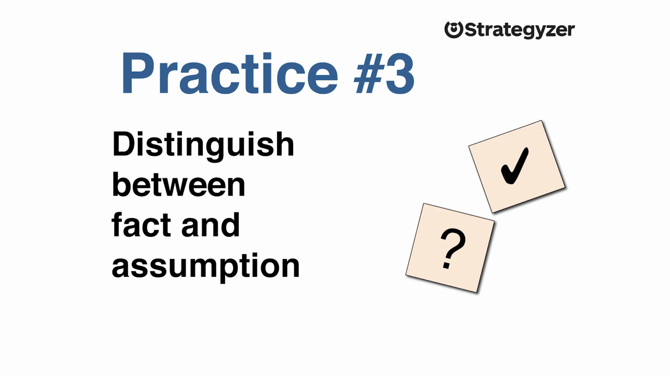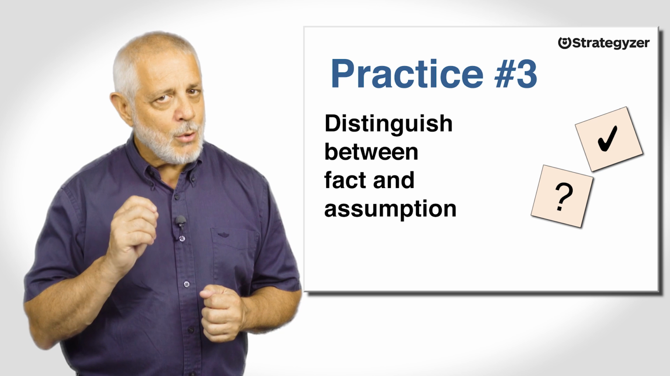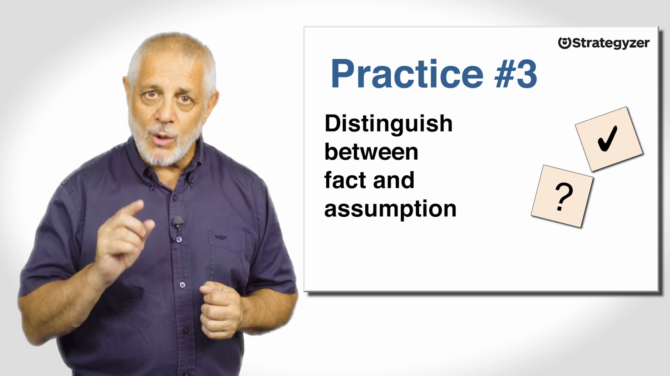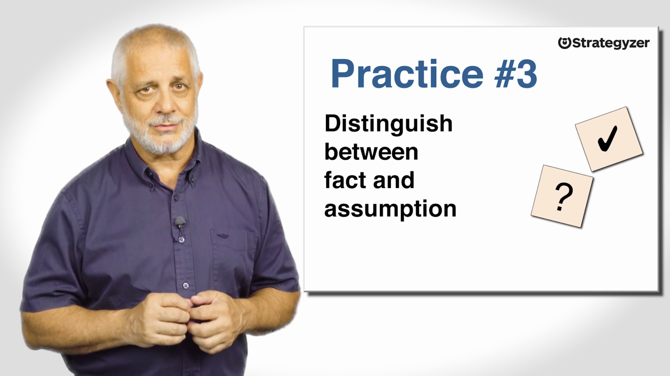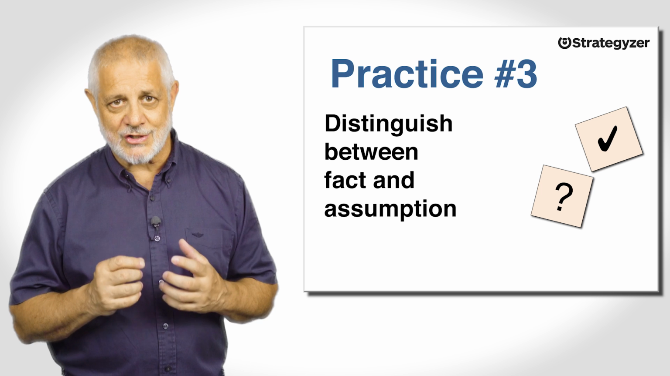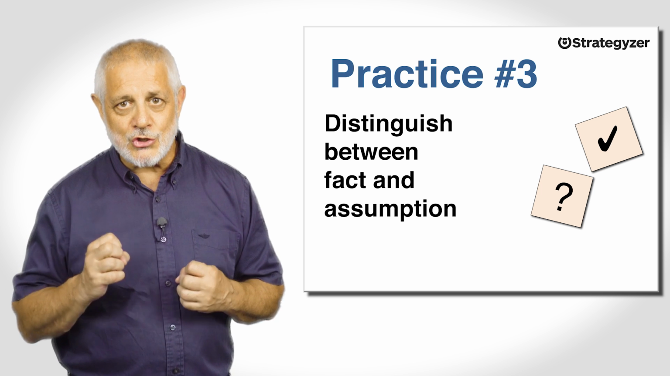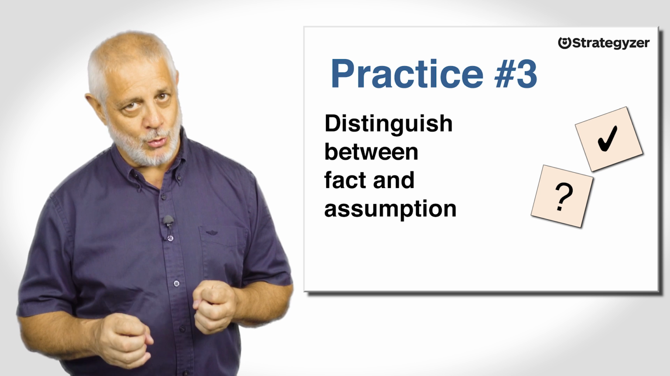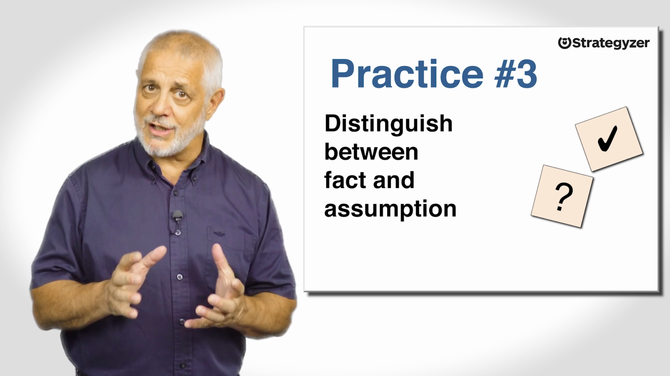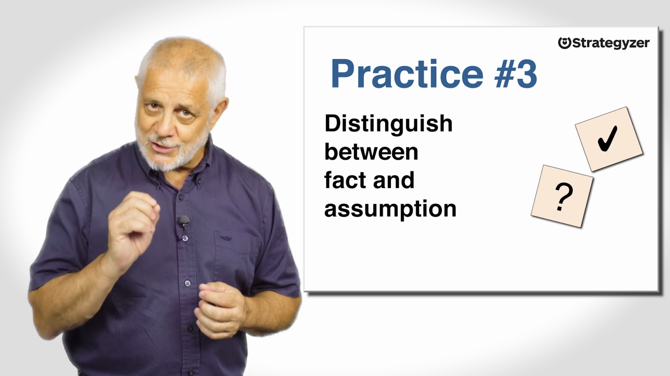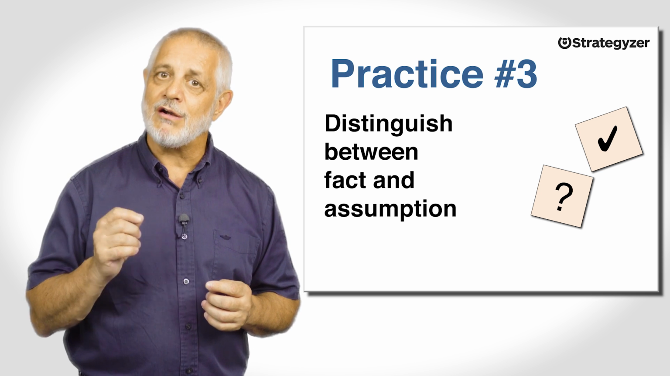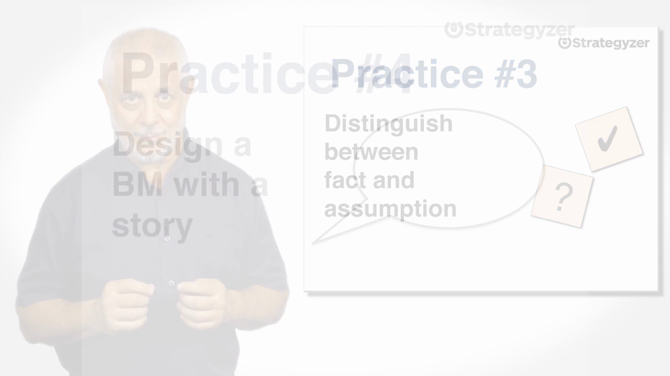Practice 3, distinguishing between fact and assumption. Now, we are most often hurt not by what we don't know, but by what we think we know that isn't true. It's vital for the success of business models to determine what you know is fact and what assumptions you are making about the world. Now, once you've identified these assumptions, you can define experiments to test the validity of those assumptions and the validity of the overall business model.